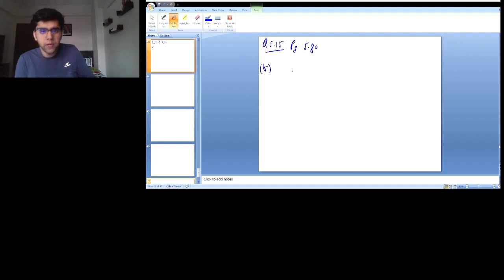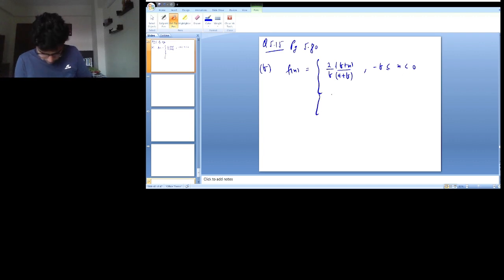So this is for the PDF of random variable x given by f(x) is equal to 2 upon b times (b plus x) upon (a plus b), where x lies between minus b and 0, and (a minus x) upon (a plus b) for x lying between 0 and a.